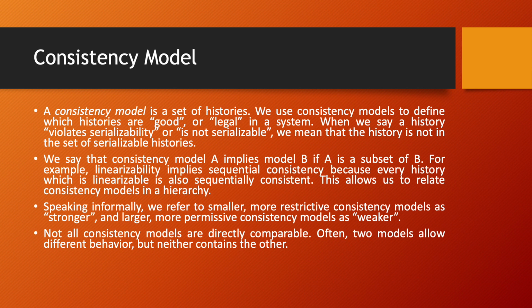Now, what's a consistency model? A consistency model is a set of histories. We use consistency models to define which histories are good or legal in a system. When we say a history violates serializability or is not serializable, what we mean is that the history is not in the set of serializable histories. We say that consistency model A implies model B if A is a subset of B. For example, linearizability implies sequential consistency because every history which is linearizable is also sequentially consistent.